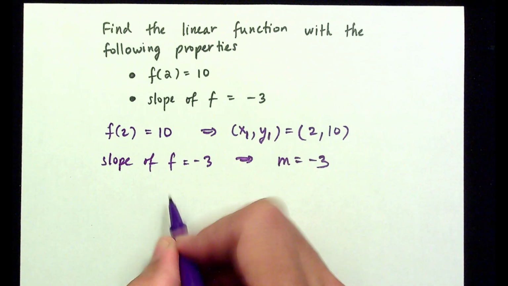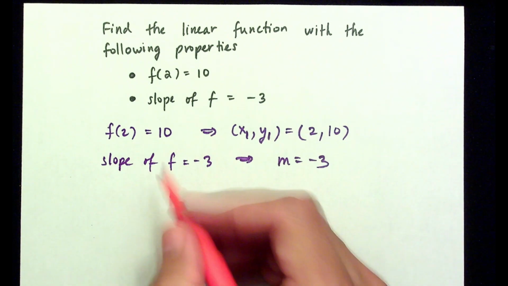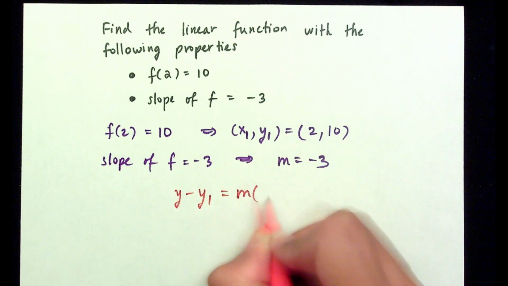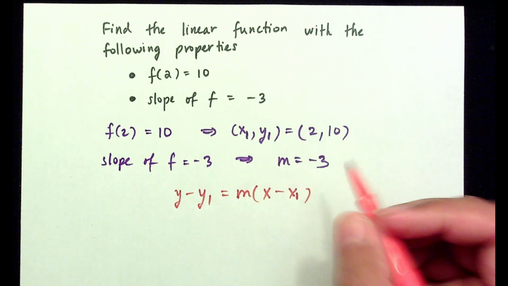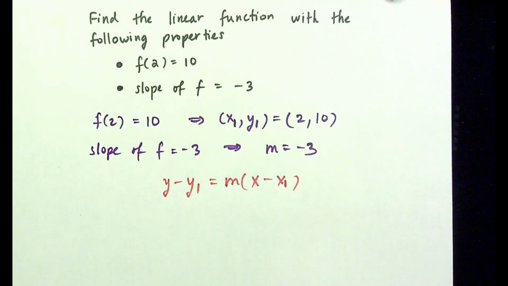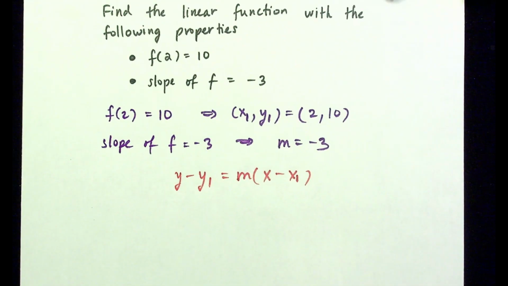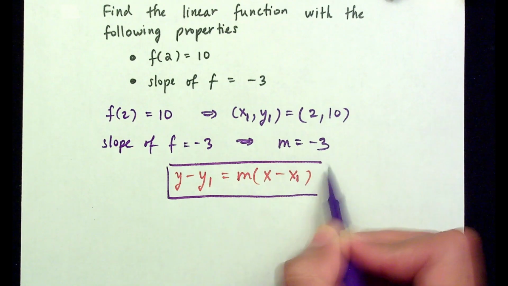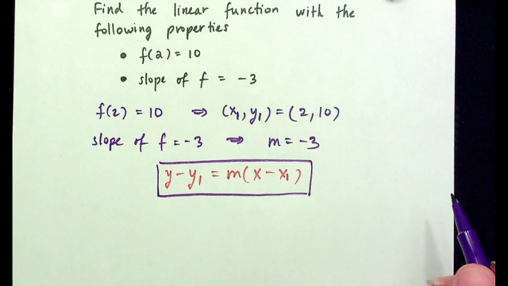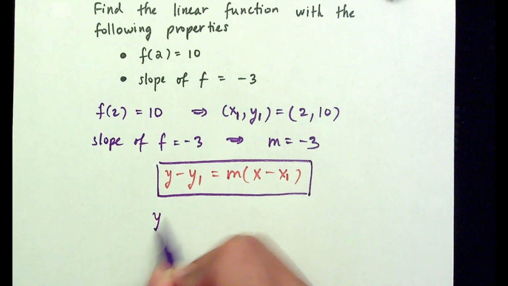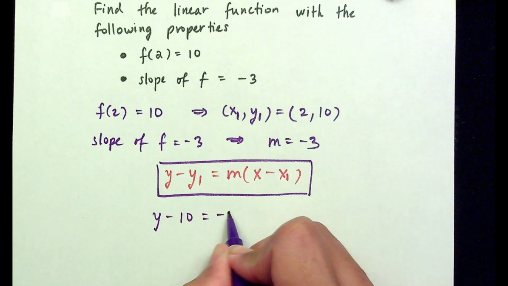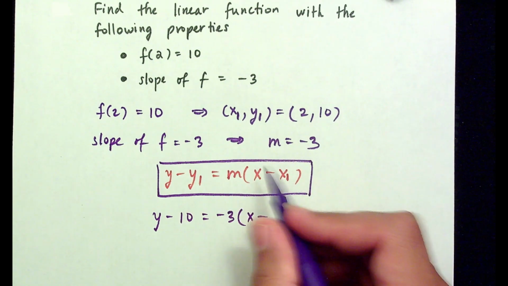And for this, we're going to use the formula y minus y1 equals m times (x minus x1). Remember that this is a formula you're supposed to memorize, and it is used a lot in calculus, so you're required to memorize it. Now it's just a matter of plugging in these numbers. So we have y1 equals 10, m equals -3, and x1 equals 2.